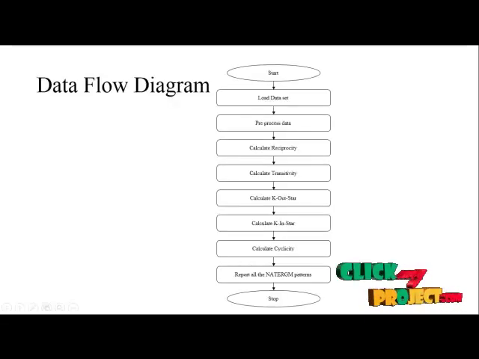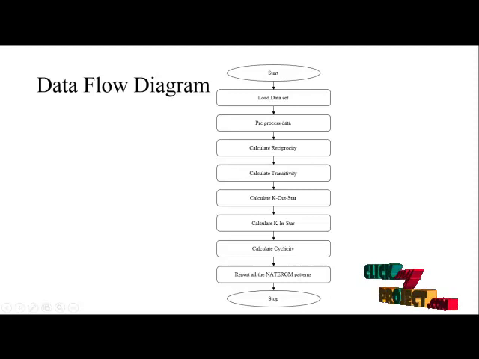This is the data flow diagram of our project. First, start the program and load the dataset. The dataset is related to the social network, which has the nodal attributes and the networks related to the project. After loading the dataset, it may contain unnecessary data, so we have to pre-process the data.